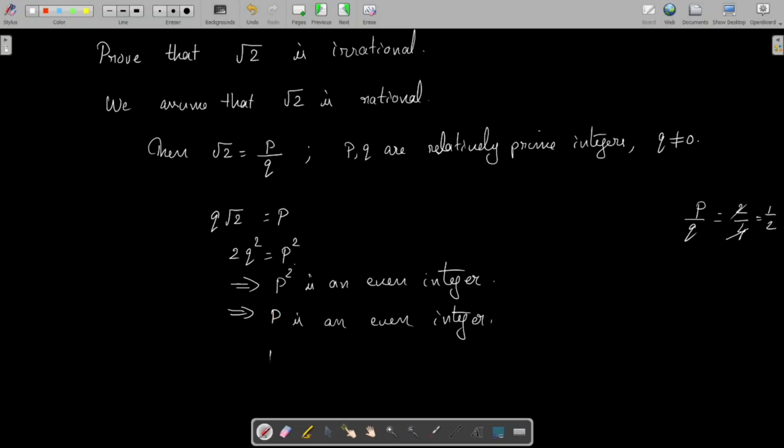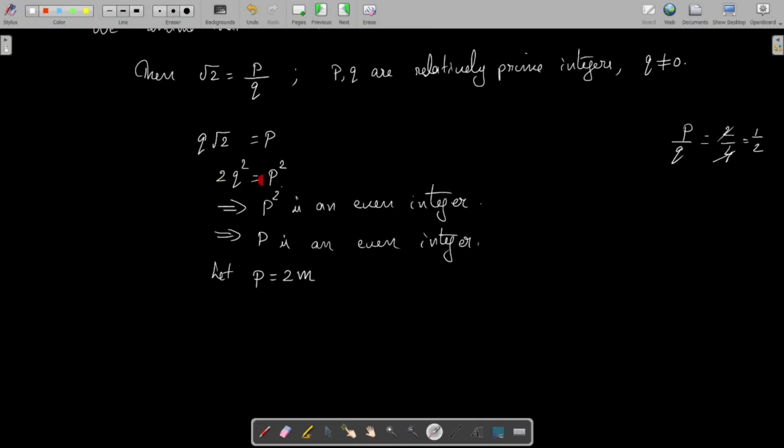Since p is even, we can write p as 2 times an integer. So say p equals 2m. Now substituting in this equation, we get 2q square is equal to (2m) whole square. That is 2q square is equal to 4m square. That is q square is equal to 2m square.